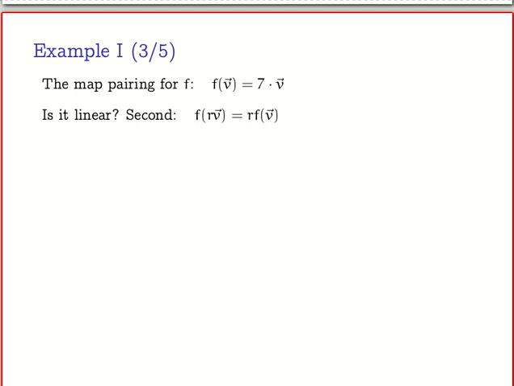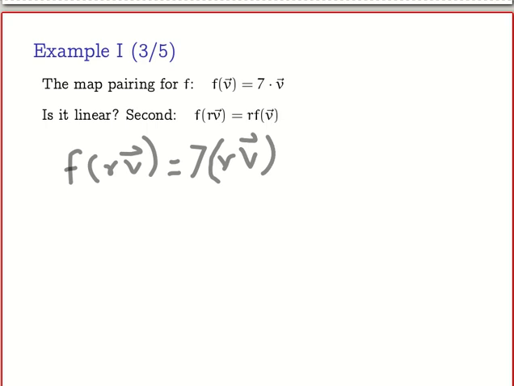Okay, we have to show that f of r times v equals r times f of v. Well, let's consider what f of rv is. We know the pairing, that f of v equals 7 times v, so this is 7 times rv.